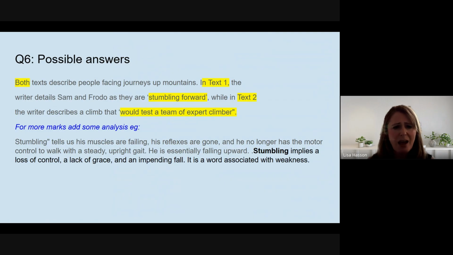So here we can emphasise how difficult the journey is for one of our characters here, or two of our characters here, just by zooming in and emphasizing the word "stumbling" and why it has been used. Of course, we want to talk about that as being a verb as well, to really hit those higher marks.